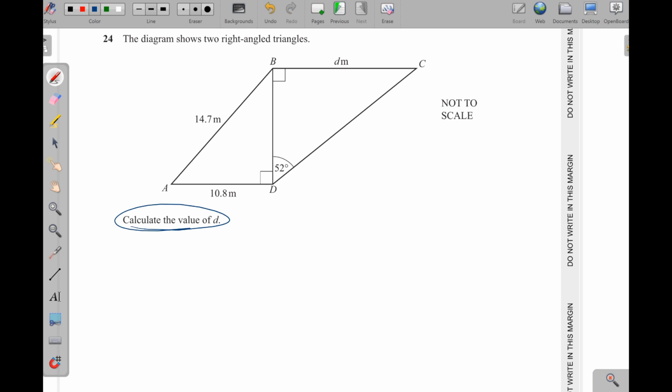Calculate the value of D. Now you can see for any right-angled triangle, I told you, you can use SOHCAHTOA or Pythagoras theorem. So D here is a length. Now, using this triangle ADB, I can get this length. Since there is an angle here, of course, now here I have a length, and then a length. That means I can use Pythagoras theorem.